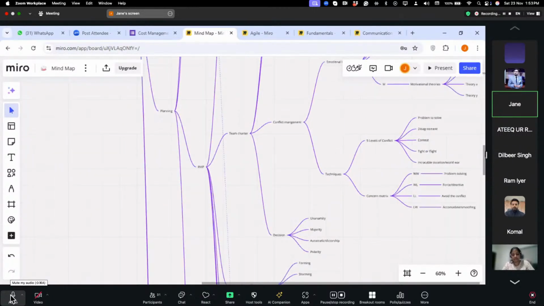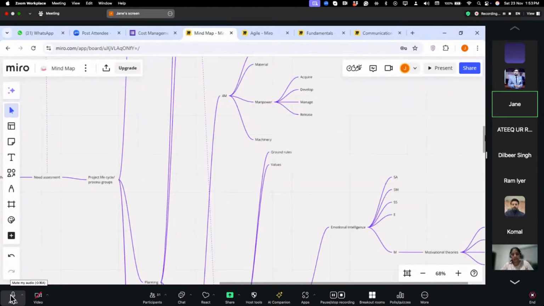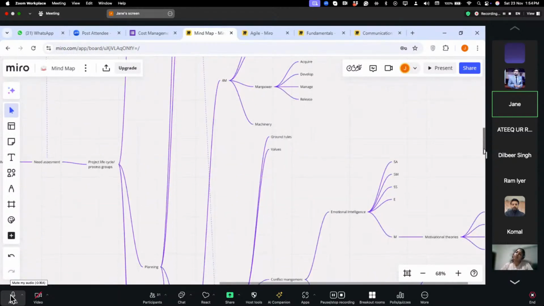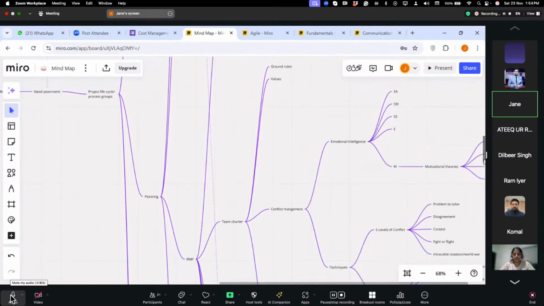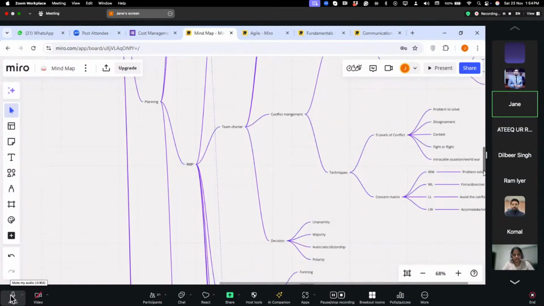In the resource management plan, we have the 4 M's, that is money, material, manpower, and machinery. So in the resource management plan, there is a way of how you acquire resources, develop them, manage them, and how you release them after the project is over. All that is captured in the resource management plan. And we also have a team charter that has ground rules, values, conflict management, and decision processes.